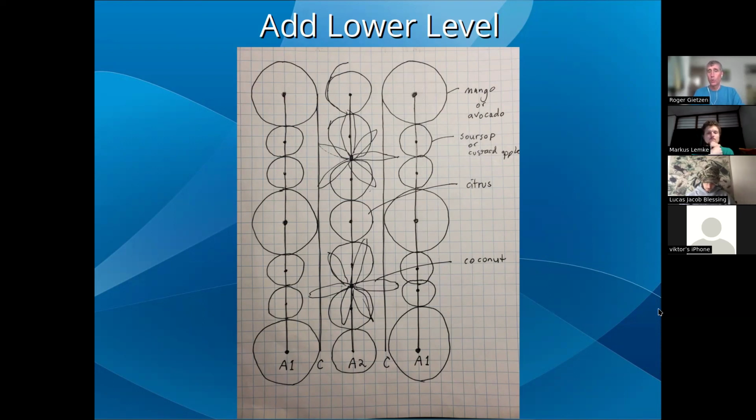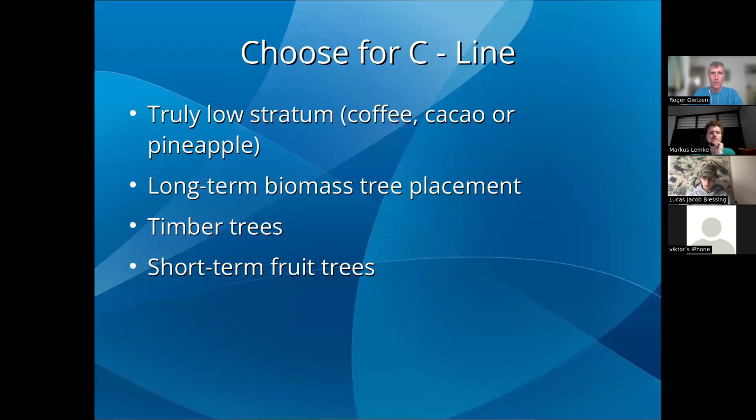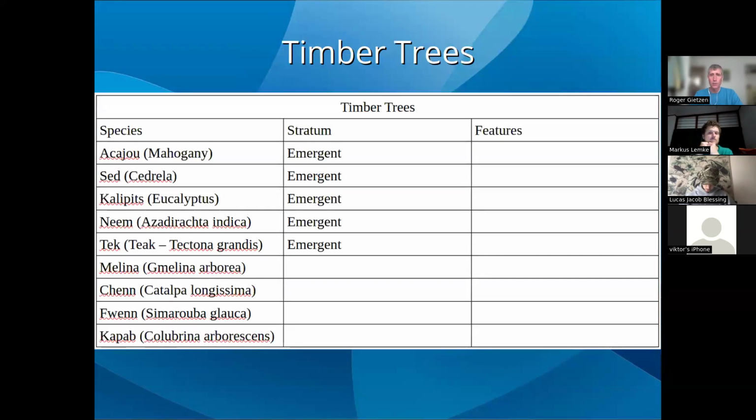Okay, so what we have now is most of the production in. I think in this case, I also end up using the C line for some production. So for the C line, you could add some more production in here, like things that really tolerate shade, like coffee, cacao, or pineapple. And now we're also going to place the biomass trees, some long-term and short-term timber trees. So here are some timber trees that we use in Haiti.